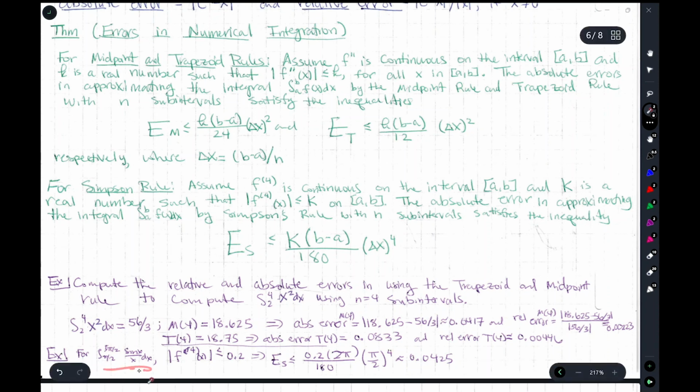Now for Simpson's rule, here we didn't use the bounds. We just computed straightforward absolute error and relative error for those two methods. But what about using the bounds? Suppose you can prove, or someone will tell you, that the fourth derivative of sine x over x is bounded by 0.2 over the interval of pi over 2 to 5 pi over 2. Well, then you could say that your error will be less than or equal to this. Doesn't mean that it's equal to, but your error using Simpson's rule will definitely be less than or equal to 0.0425.